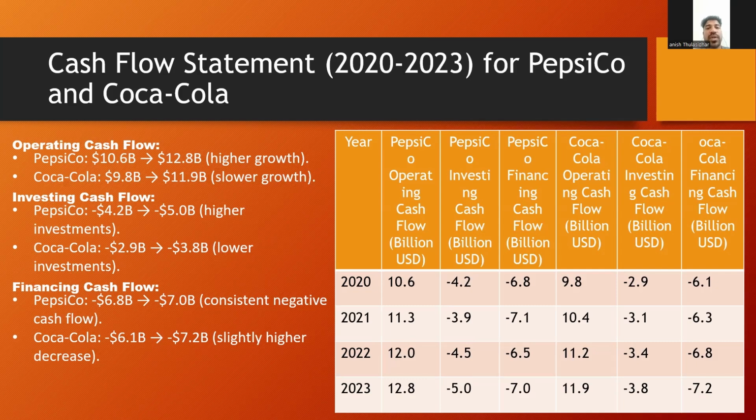To summarize, PepsiCo earned higher revenue and invested heavily in expansion. Coca-Cola is more profitable relative to revenue and maintains a stable financial structure. PepsiCo takes more financial risk with aggressive growth strategies. Coca-Cola follows a conservative approach, focusing on steady returns to investors. Both companies are growing, but they have different strategies. PepsiCo prioritizes expansion, while Coca-Cola focuses on profitability and stability.